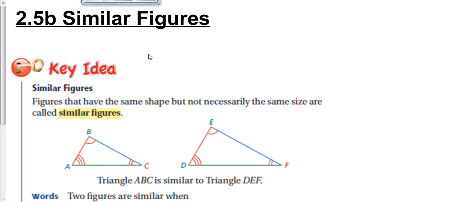All right, so this video is on similar figures. You should see that it's 2.5b, so the video is 2.5b for Math 8, and the video is similar figures. So a couple of ideas here about similar figures.